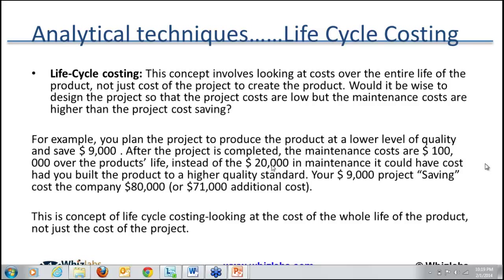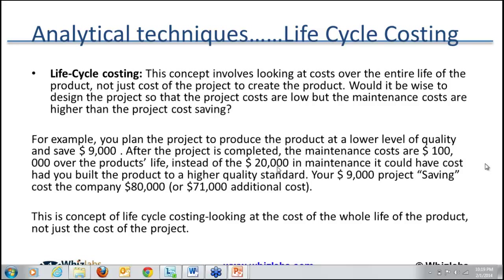But now for saving this 20,000, he has definitely got a benefit of 9,000. But the maintenance cost has come to 100,000. So what this means is your 9,000 project saving cost the company 80,000. That means over 71,000 in additional costs. So from a project perspective, it should not only be the cost of the product, but the maintenance cost, the warranty cost, the customer service cost, all of it has to be looked at. So this is the concept behind life cycle cost.